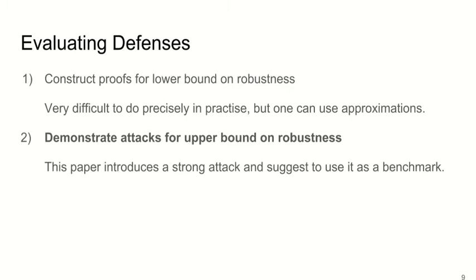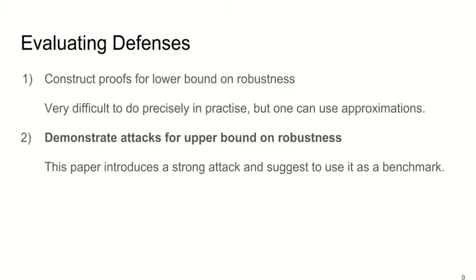Then second, and that's what this paper talks about, is to demonstrate attacks to prove an upper bound on robustness. So we want to say this network is only that robust. We can break it at that point. And if you want to prove this, then you should use a strong attack, and then use this attack to show that the network is actually breakable. That's what we're going to do for defensive distillation as well.